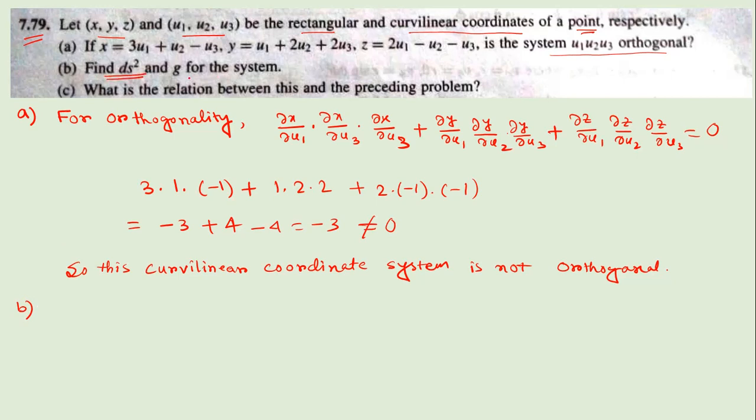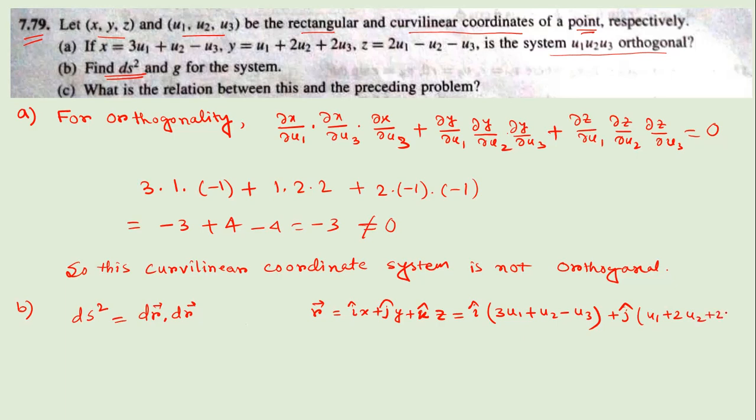Now comes question B. Find ds square and g for this system. You know ds square is nothing but dr vector dot dr vector. Now what is dr vector? For that you need to know the r vector. The r vector is i cap x plus j cap y plus k cap z. So i cap x is nothing but 3u1 plus u2 minus u3, and j cap y is nothing but u1 plus 2u2 plus 2u3, and k cap z is 2u1 minus u2 minus u3.